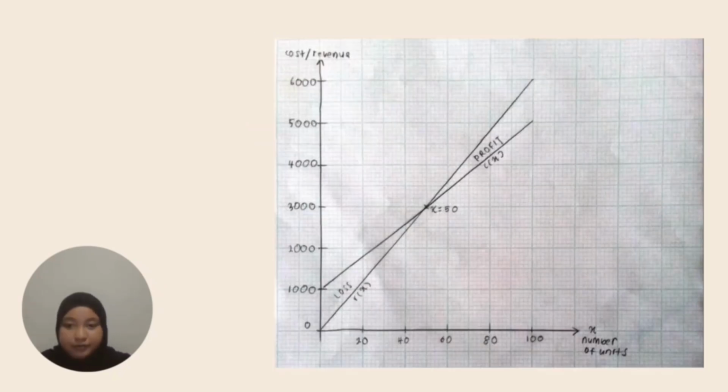Next, here is the graph that I already plotted, where x is the number of units and y is cost and revenue. We have the line for cost function and revenue function, and we have the loss and profit regions here.